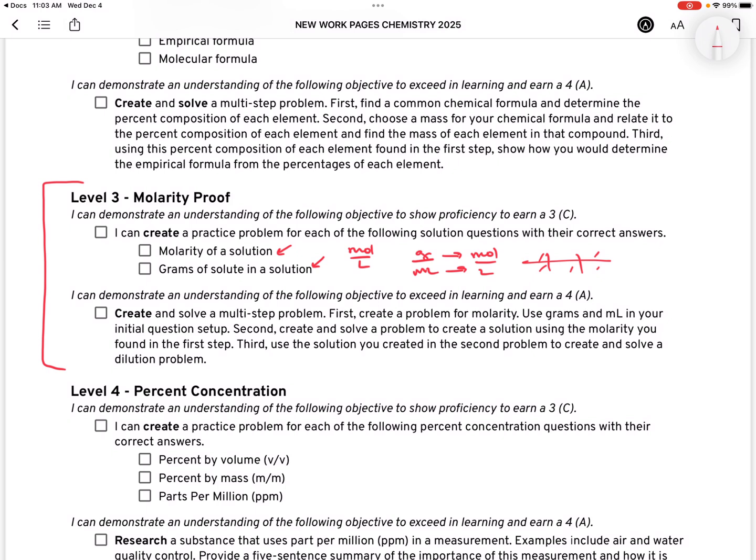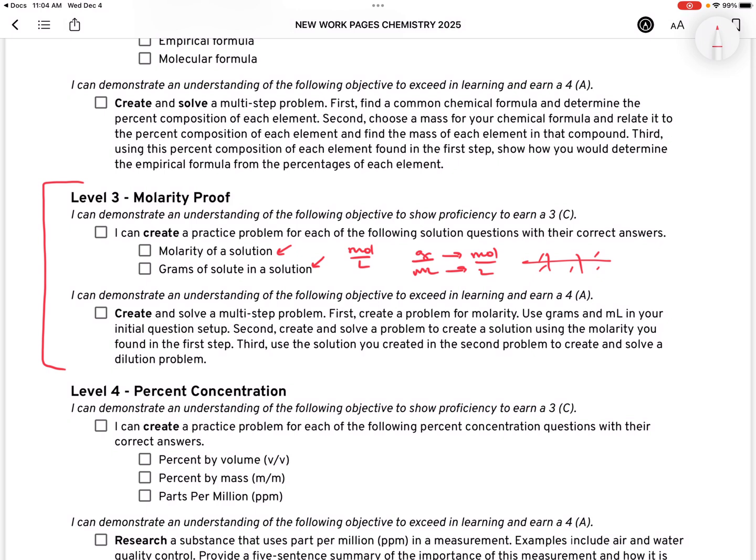The other part is grams of solute in solution. There's a step-by-step guide in your notes for how to set this up, but what you're trying to do is create a solution of a specific concentration or molarity, and I want you to figure out how much of that substance you need to make that solution. Like if you're making fruit punch, you're going to need this much sugar and you want it at this concentration. Well, how much sugar do you need to make that concentration with that specific amount of volume? So think about how you would want to set that up.